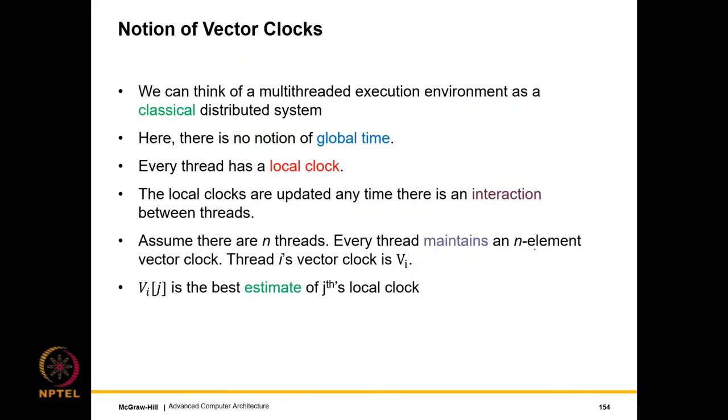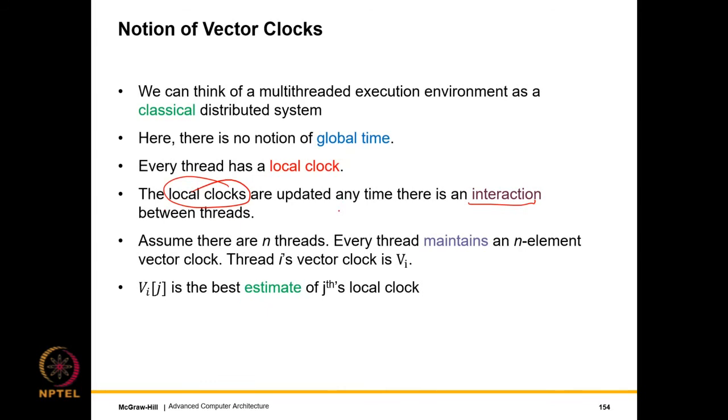The other idea is a direct import or inspiration from the world of distributed systems. So here we can think of a classical multi-threaded execution environment as a distributed system. In a distributed system, there is no notion of global time. Every thread has a local clock, and there is as such no notion of a global time. So what we have is a bunch of local times. And whenever there is an interaction between threads, the local clocks are updated.